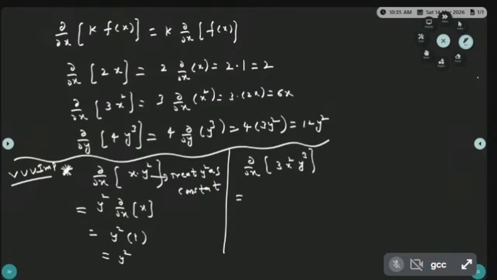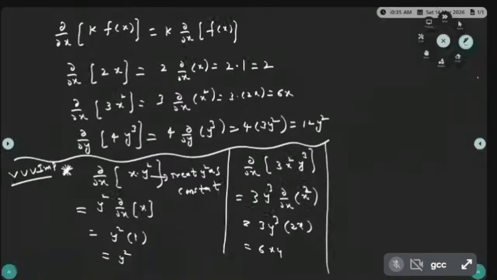We are differentiating with respect to x. Any doubt? What are the constants now? What are the constants in this? 3 is constant, it goes outside. Also y is constant. Yes. Y also constant. What is left? Dou by dou x of x square. What is dou by dou x of x square? 2x. What is the answer?